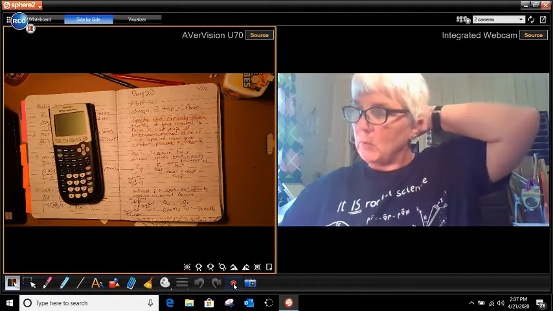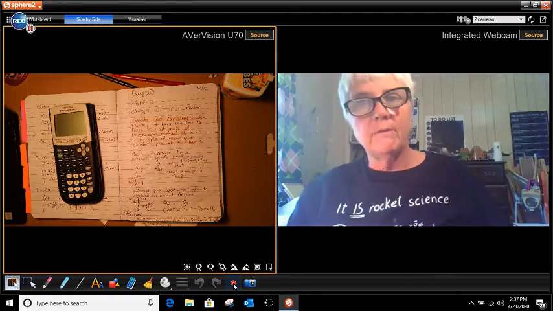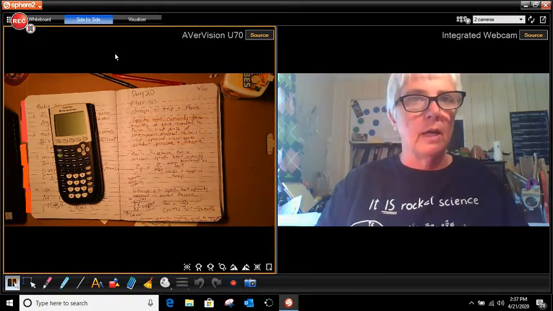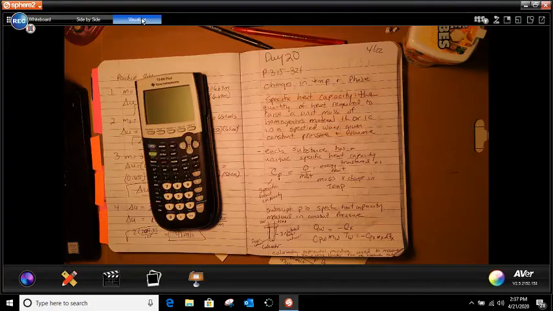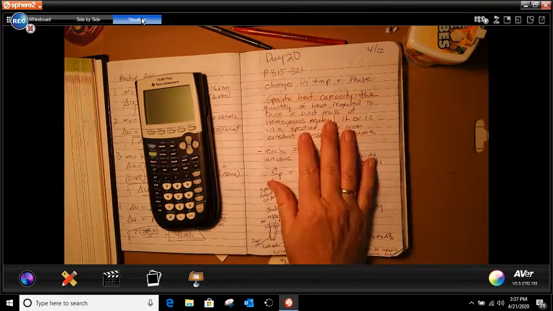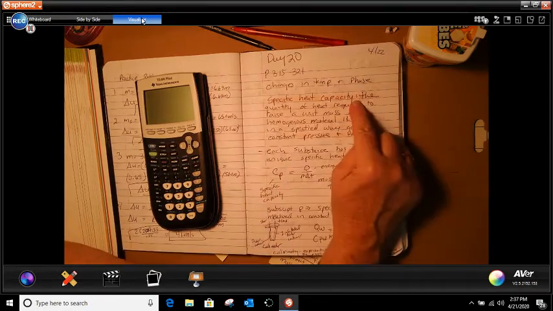Welcome to day 20. We are going to be talking about changes in temperature and phases today. So let's go ahead and start, and let's look at our ISM book and our textbook. In this section of our textbook, we're going to be talking about change in temperature and the phases. Specific heat capacity is the main idea here.